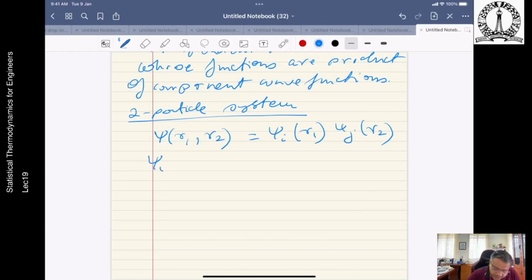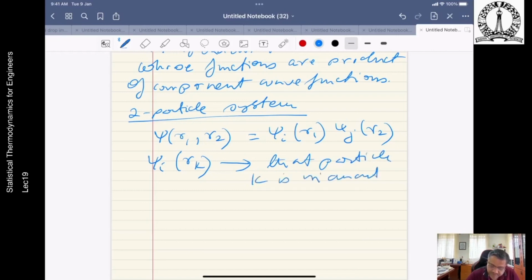So psi_i(r_k) designates that particle k is in quantum state i. Unfortunately, this particular thing suggests that the wave function is neither symmetric nor anti-symmetric with respect to the exchange of two particles. So if we exchange two particles, we cannot say whether this wave function is symmetric or anti-symmetric.